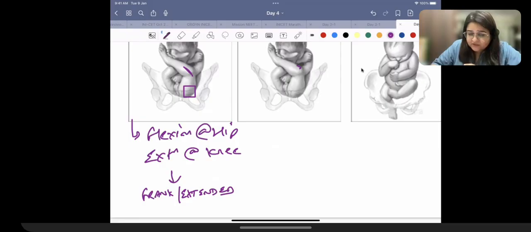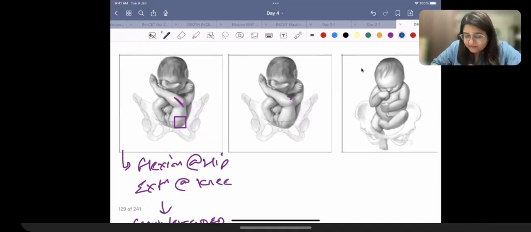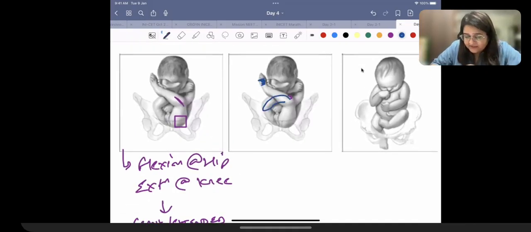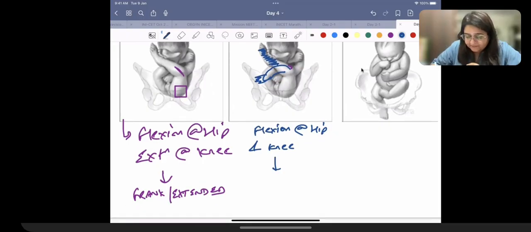What is the second one? In the second one, please make the knees flexed. It is not like this. Okay, the knee is flexed. So you have flexion at the hip and the knee. What is this? This is a flexed breech or a complete breech.